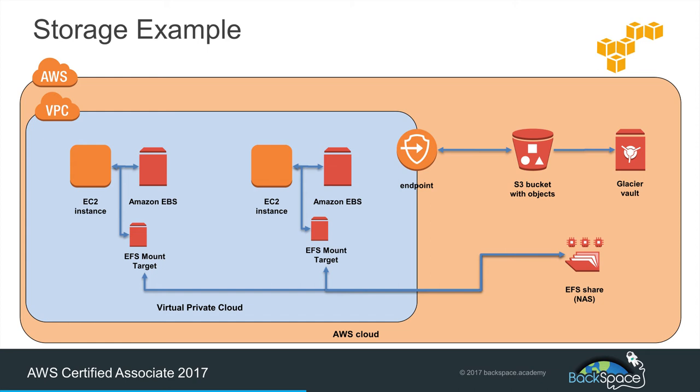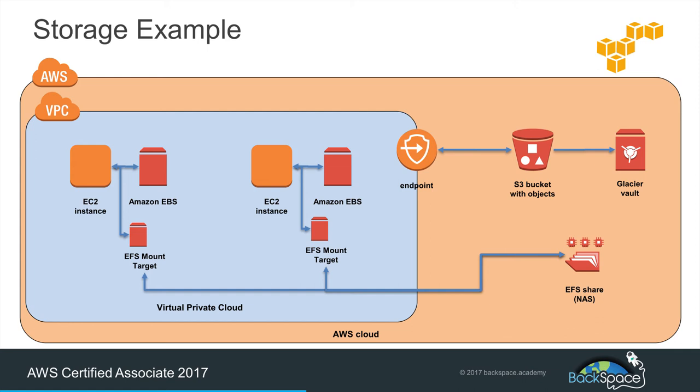And as stated previously, we can only attach that to one EC2 instance at a time. We can put multiple EBS volumes on an EC2 instance, but we cannot attach an EBS volume to multiple EC2 instances, in the same way that you can't do that with the disk drives on your desktop computer at home.